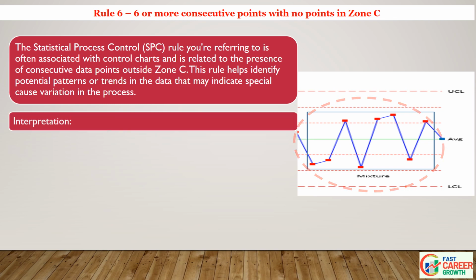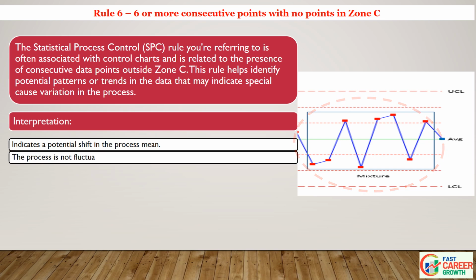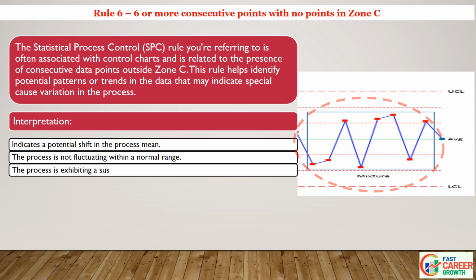Interpretation. Consecutive points outside Zone C. This part of the rule focuses on the consecutive nature of the points. If the points are consistently above or below the center line for an extended period, it indicates a potential shift in the process mean. No points in Zone C. The absence of points within Zone C during this consecutive run suggests that the process is not fluctuating within a normal range. The lack of points in Zone C implies that the process is exhibiting a sustained shift rather than random variability.